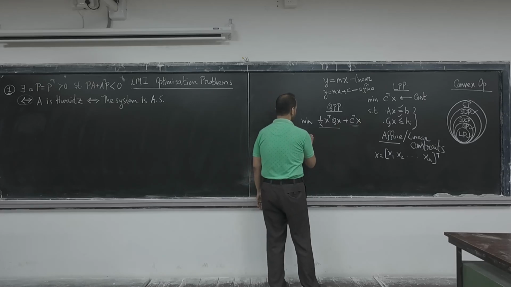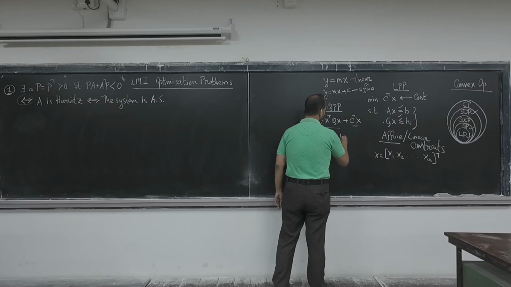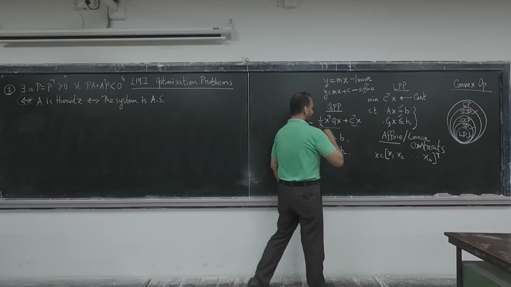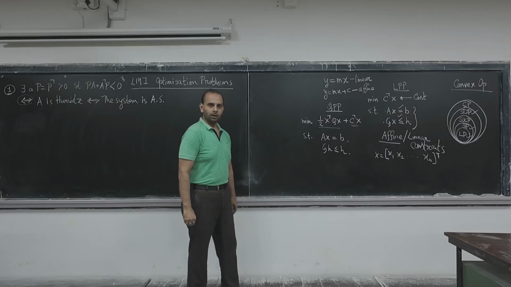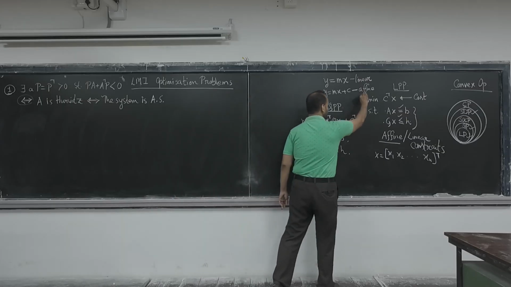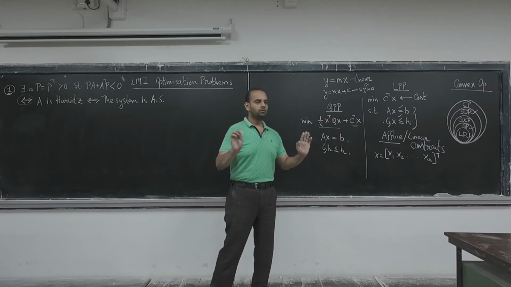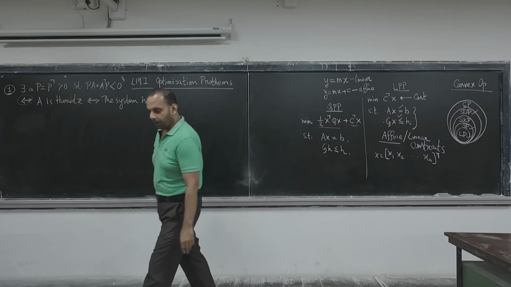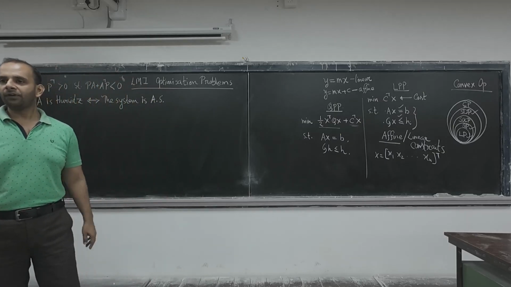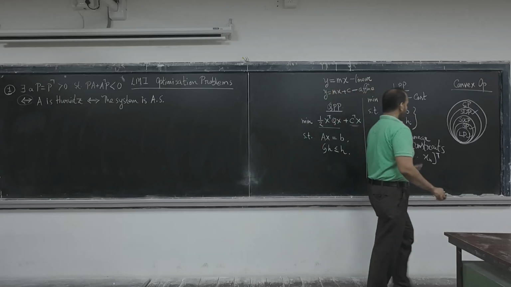So that's why this is the generic representation. Again, this is subject to, suppose, this kind of constraints, Ax equals b and Gx less than or equal to h. This is the overall format of the optimization problems. LPP and QP are quite popular, and you will find such problems everywhere. So LPP and QPP, that is fine.